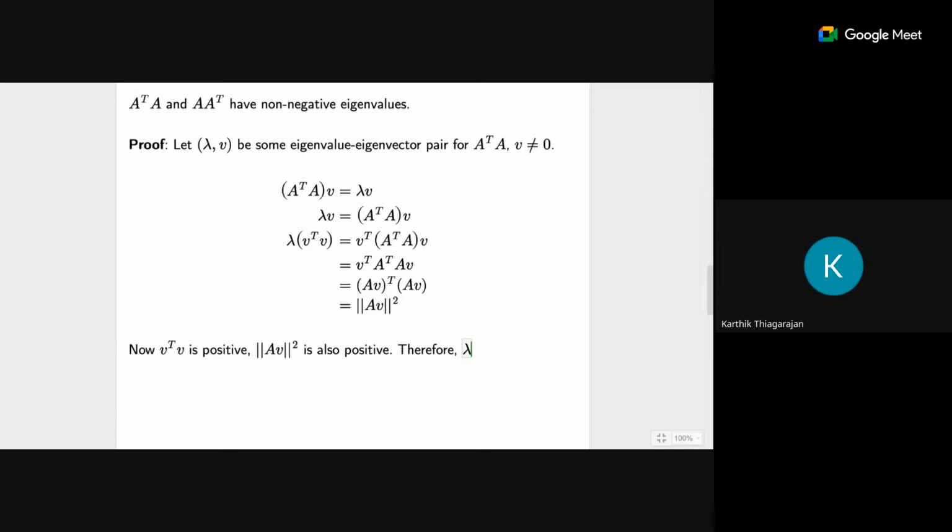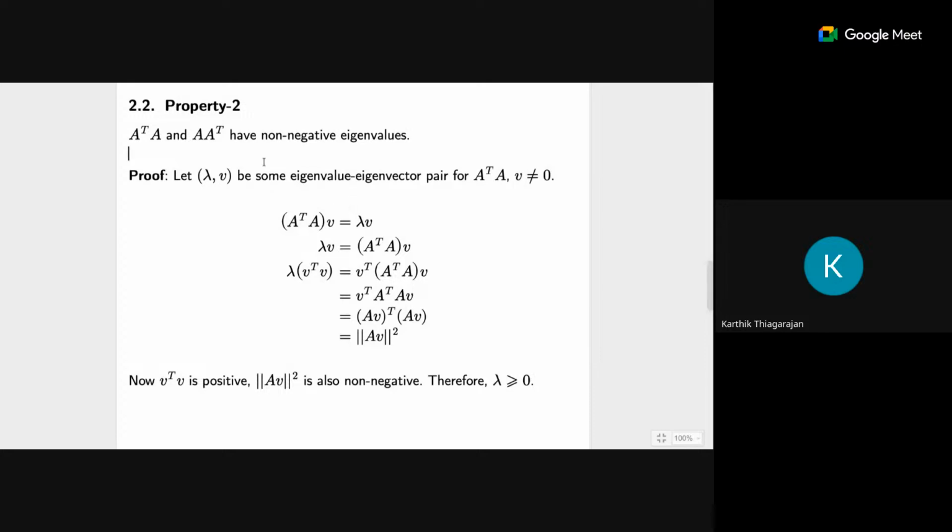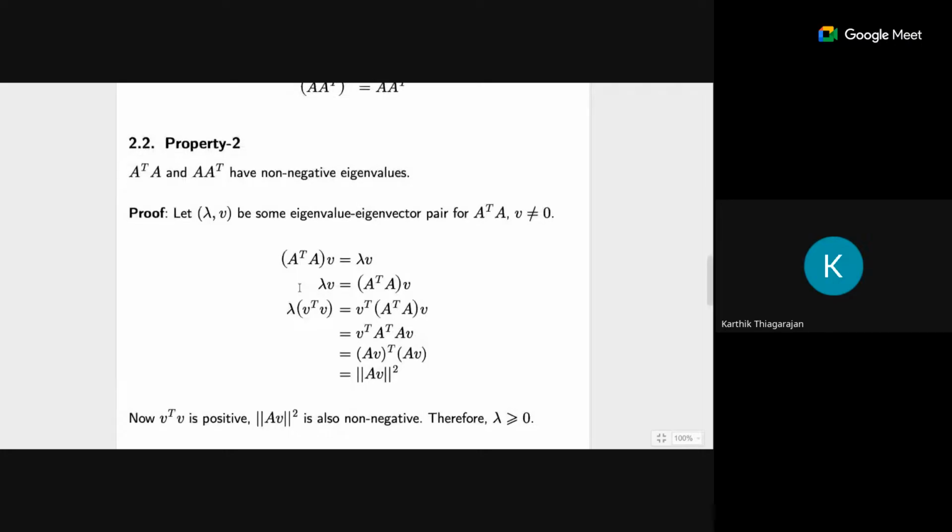Therefore lambda is positive. Actually, a small catch here: you should not call it positive, you should call it non-negative. It could be 0 for all you know, since Av could be 0. Therefore you can't say that it is exactly positive. Therefore lambda is greater than or equal to 0. That's what we want to show. So A transpose A and A A transpose have non-negative eigenvalues. This is important.